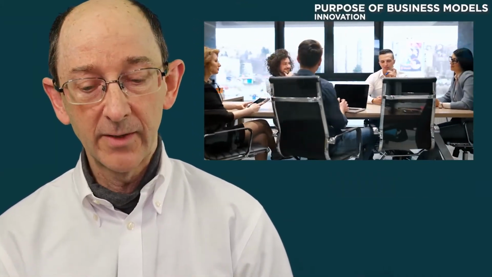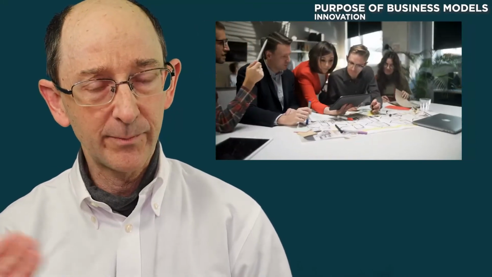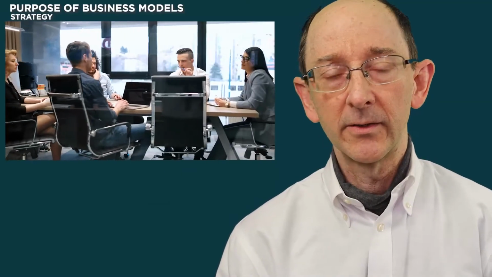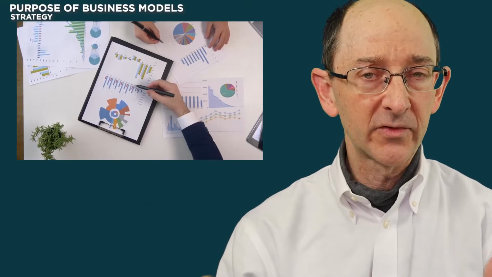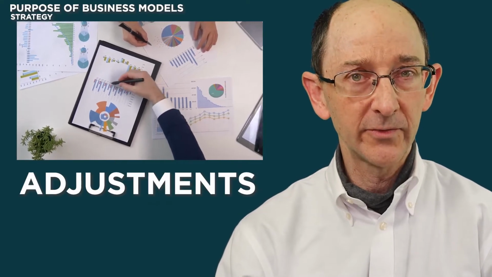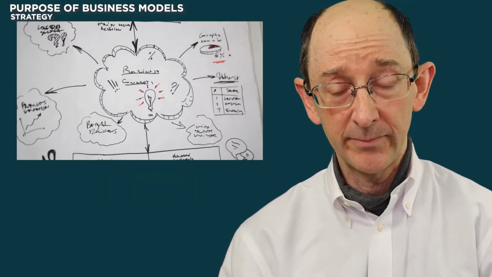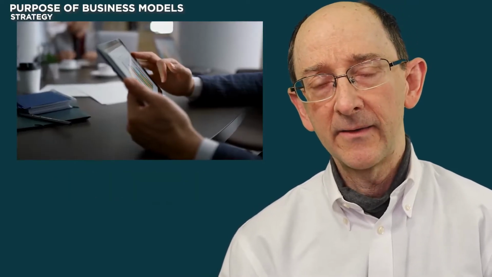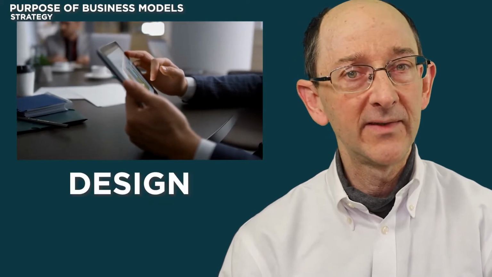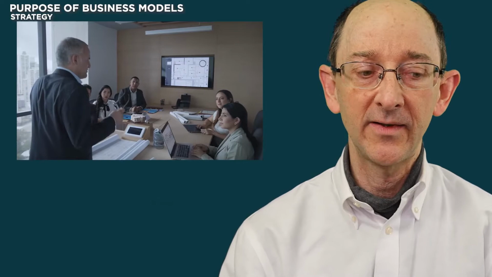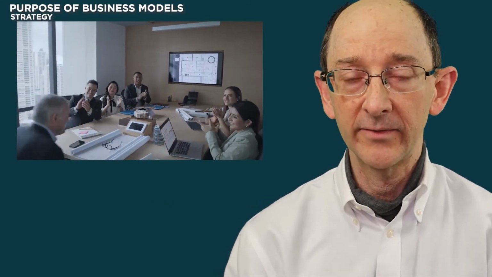Innovation is another important use for business models, because if we understand the parts of the business model, we can see better how to improve them. Strategy is another useful point here. So not only do we make small adjustments to business models, we can make big, grand, strategic adjustments to the whole business. And all of this comes together to mean that we can design the business instead of just letting things happen accidentally or reacting to the environment.